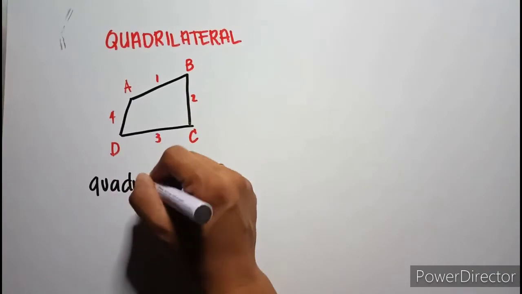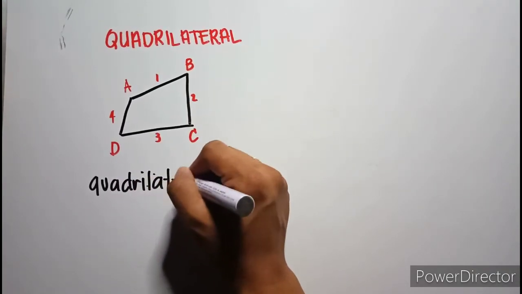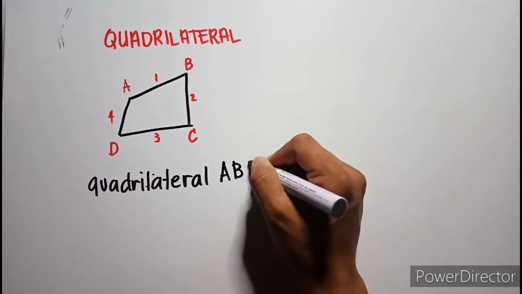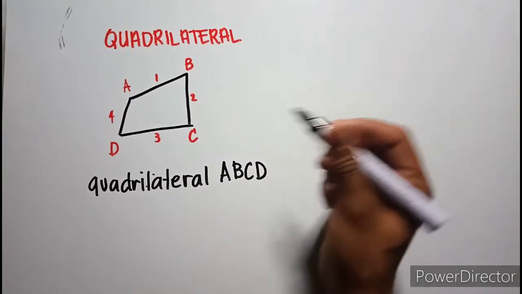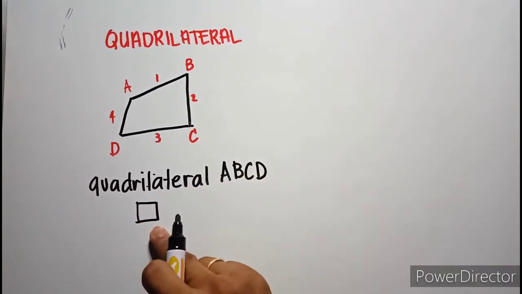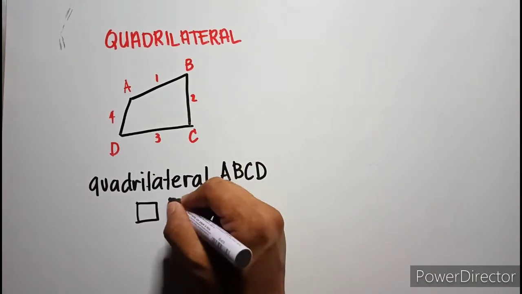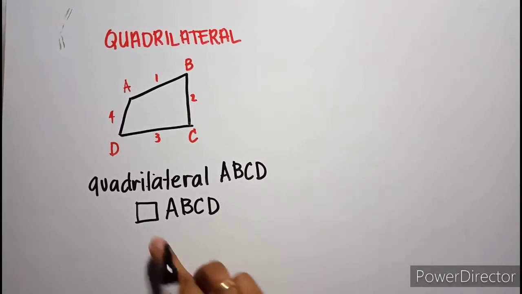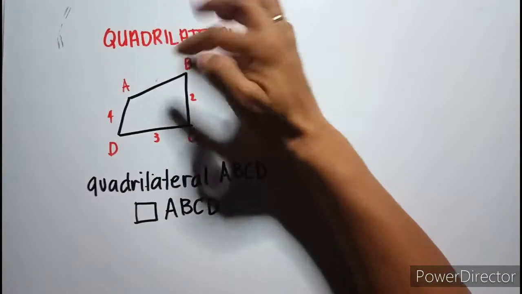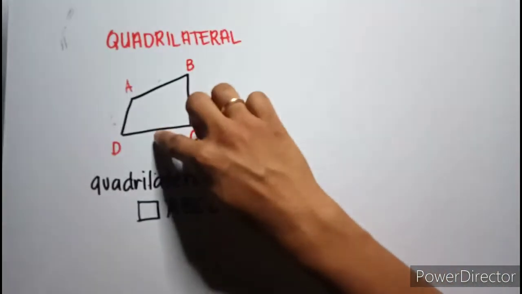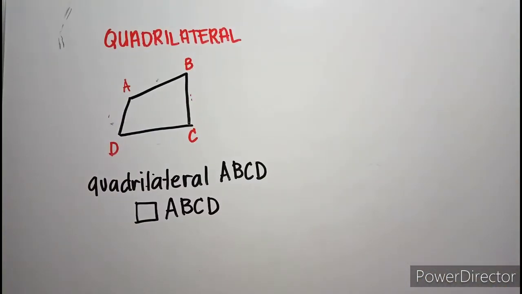Quadrilateral A, B, C, D. Or pwede rin siyang in symbol ay ganito. Basta four-sided symbol. Tapos A, B, C, D. So, this is the symbol for quadrilateral. Now, ang sides natin, we can name the sides using the letters because it is a line segment.